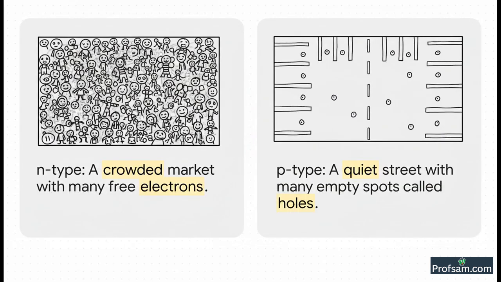Here's a really simple analogy to help you remember this forever. Just imagine the N-type is like a super crowded market, like a Sunday bazaar, packed with people. These people are our electrons. And right next to this market is the P-type, which is like a very quiet, empty street with lots of empty parking spots. These empty spots, well, those are our holes. It's a very simple picture, but it helps a lot. Just keep it in your mind.